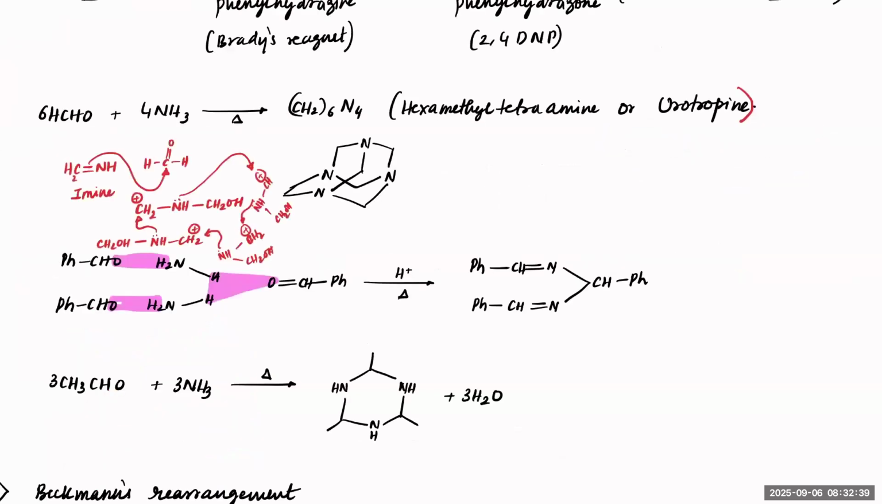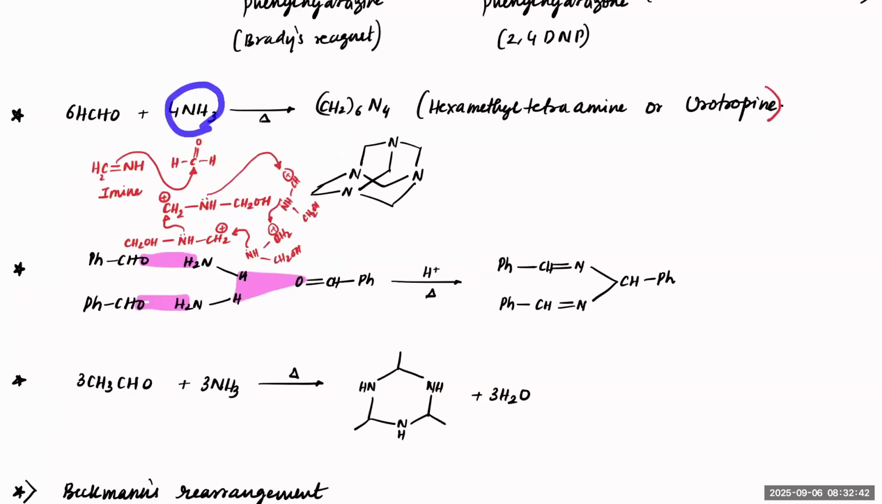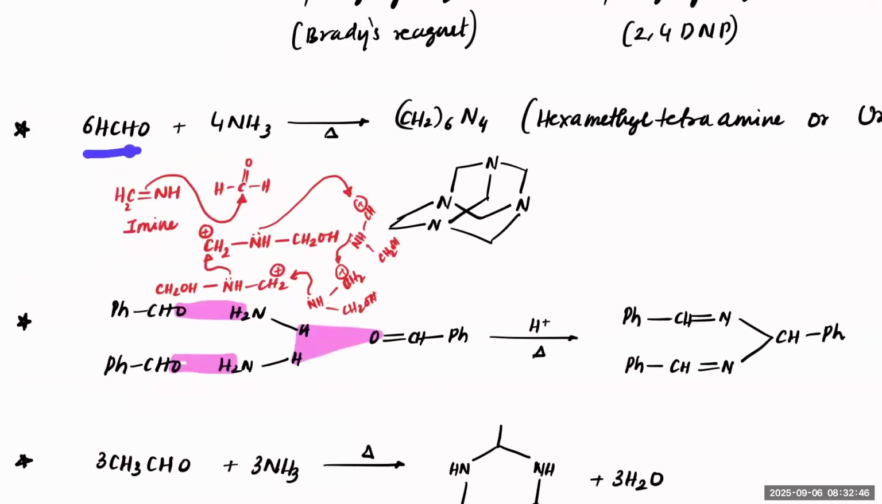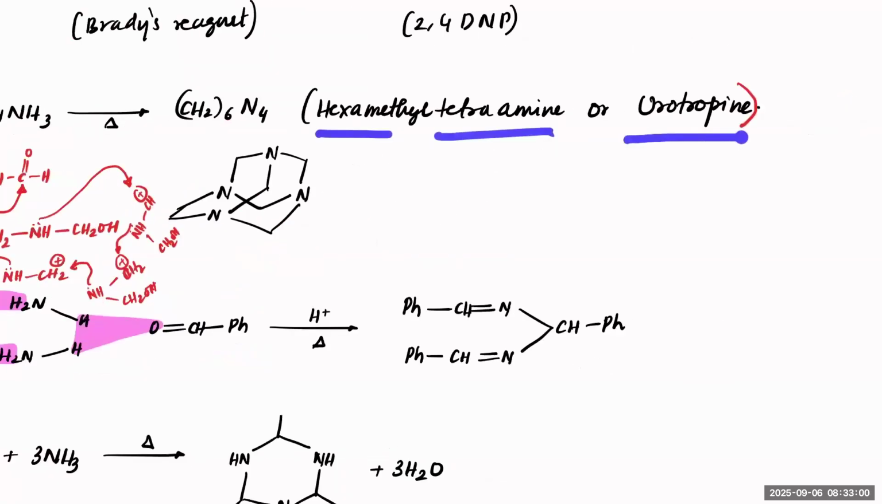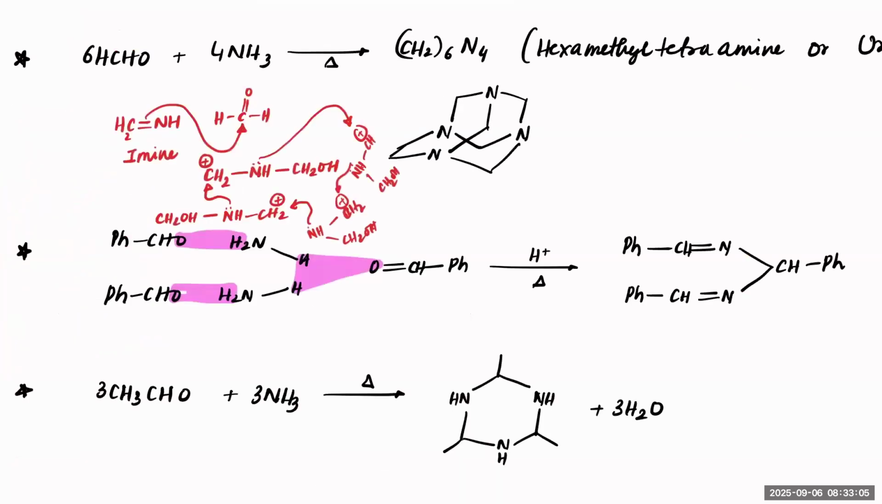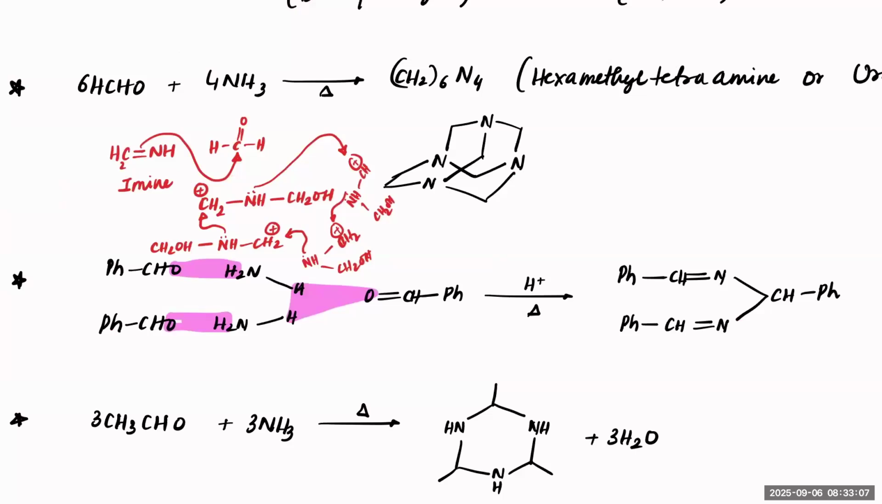If you have only ammonia and formaldehyde, then it will happen like this. 6 moles of aldehyde and 4 moles of ammonia together react to form this compound (CH2)6N4, known as hexamethylenetetramine. The common name is urotropine. Although I have shown you some mechanism here, it's not essential for you. Correct. I'll just remove this for confusion's sake.